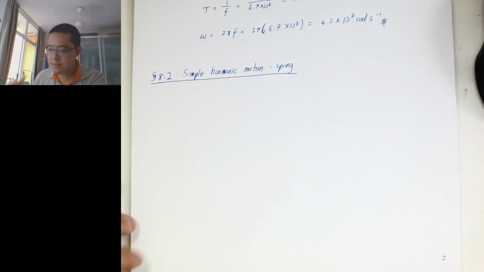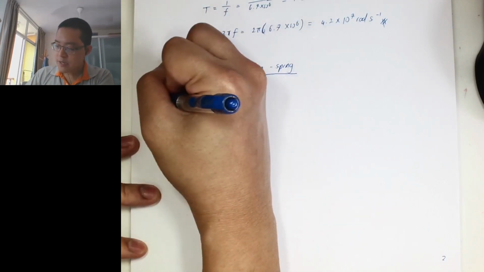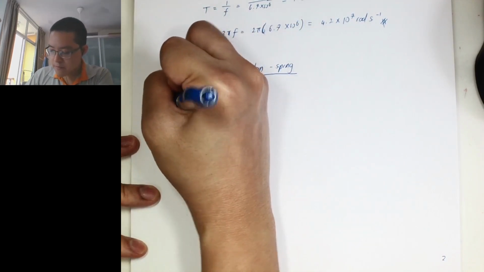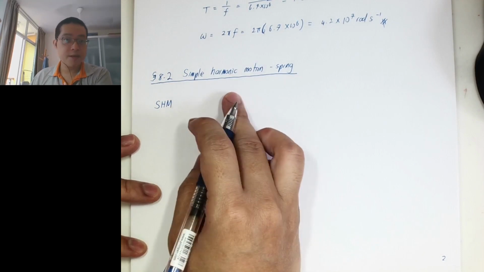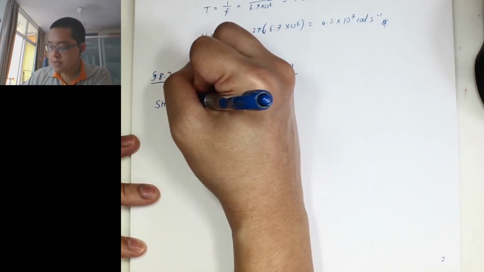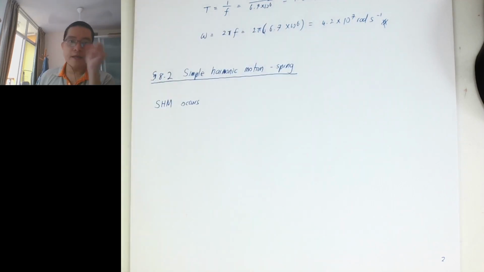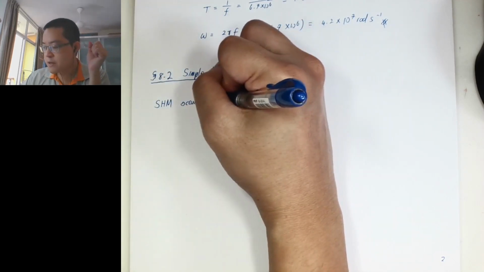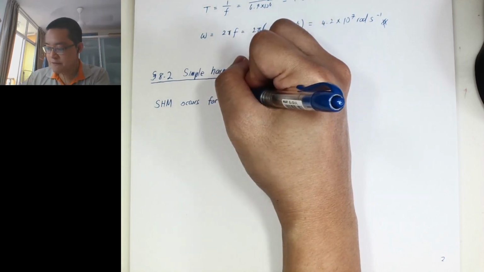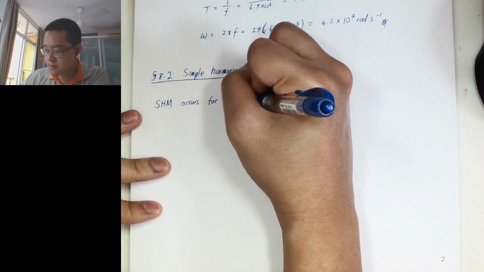Okay, so what is simple harmonic motion? Simple harmonic motion, I will call this SHM for short, because it's so long to write every time. Simple harmonic motion happens when the system is experiencing a linear restoring force. I will explain what the words mean after I finish writing this sentence.